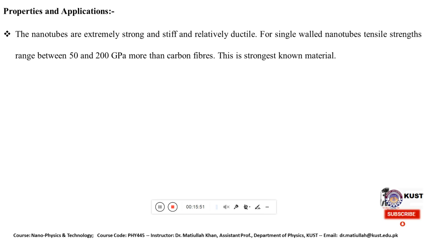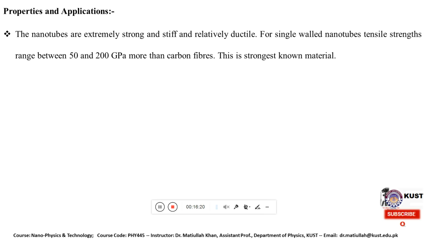Nanotubes have very interesting properties, and that is why they have a wide range of applications, because nanotubes are extremely strong and stiff and relatively ductile. In some cases, when we improve the mechanical properties of a material, it loses ductility. This is one of the problems with materials: increasing the strength of the material, we can lose the ductility.